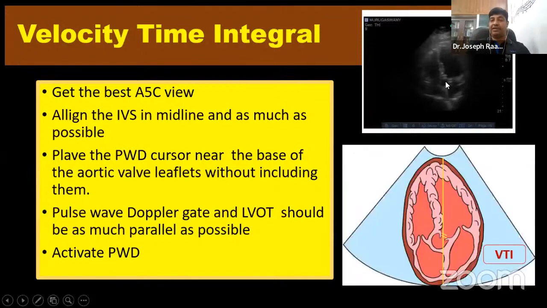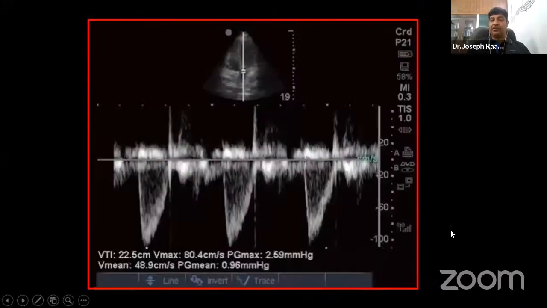Then you activate it. This is the aortic valve, this is the aortic root, this is the LVOT. The sample volume should not include the aortic valve. So you get a wave like this. This is the VTI wave. Then you trace around this wave, and that will tell you the VTI.